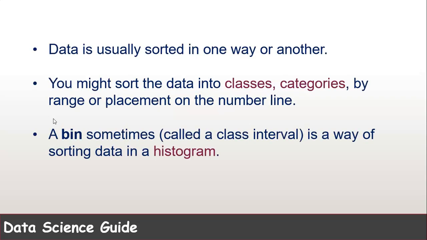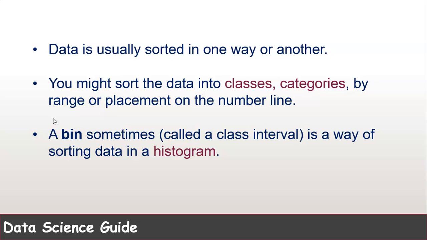Data is usually sorted in one way or another, and you may sort the data into classes or categories by range or placement on the number line. A bin, sometimes called a class interval, is a way of sorting data in a histogram.